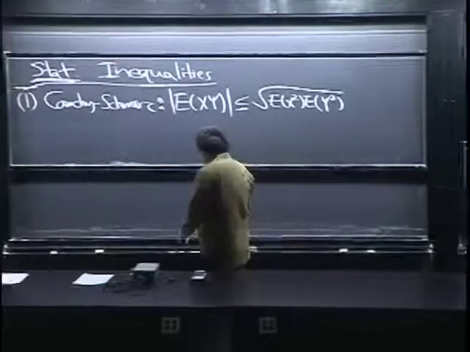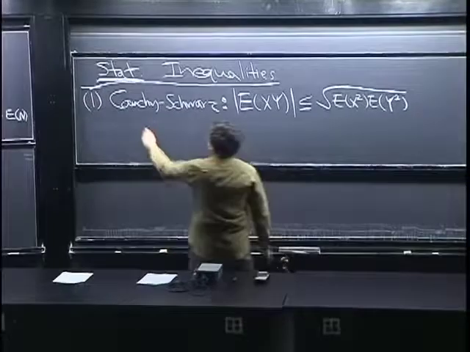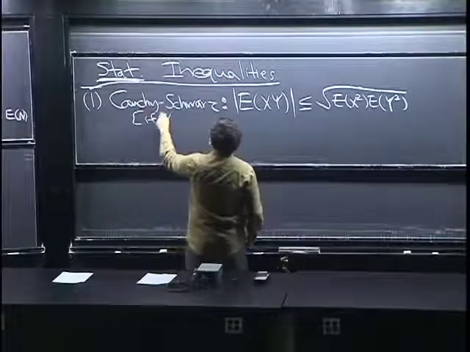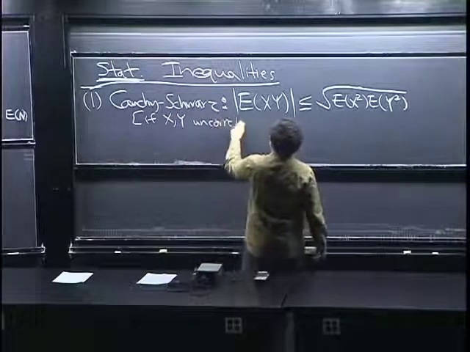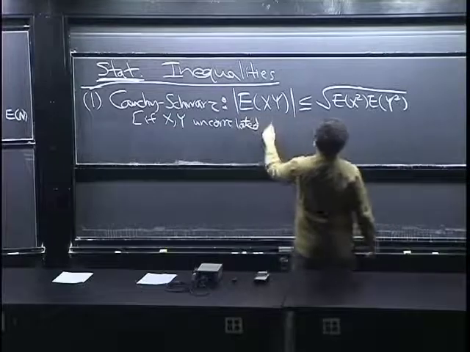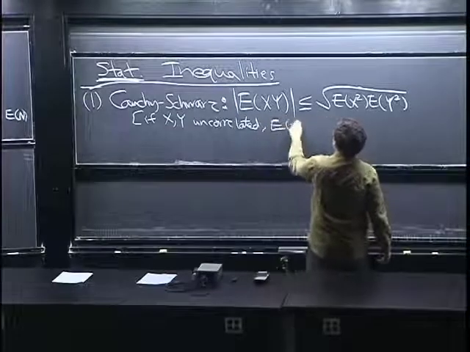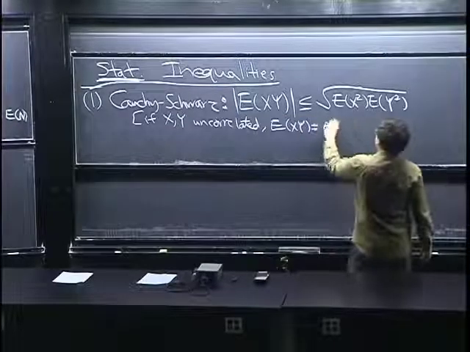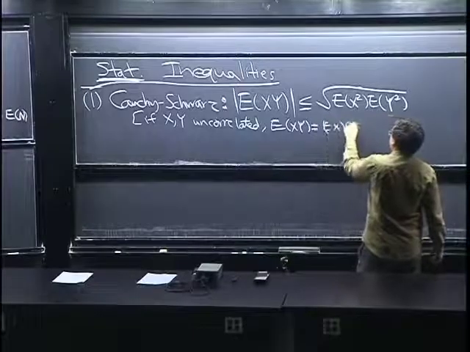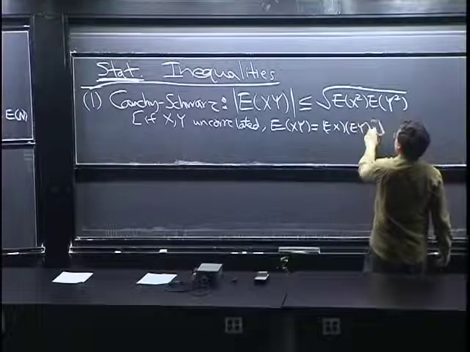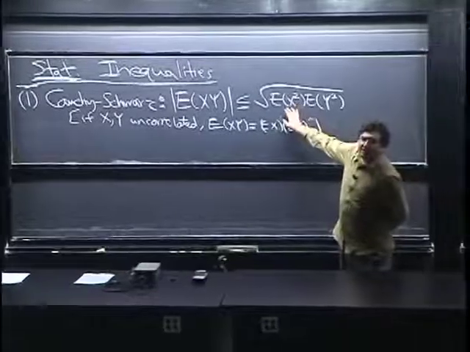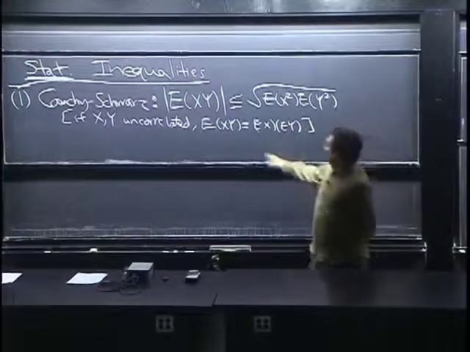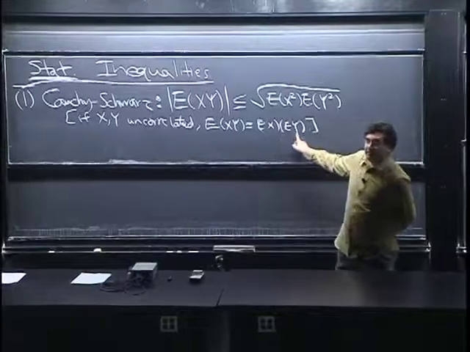Notice that if X and Y are uncorrelated, then by definition of uncorrelated, E of XY equals E of X, E of Y. That's just the definition of what it means to be uncorrelated. So in that case, it would be crazy to use this inequality because we have an exact equality, right?